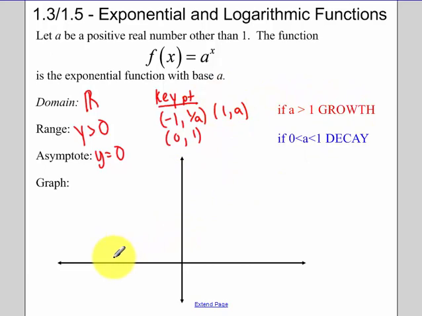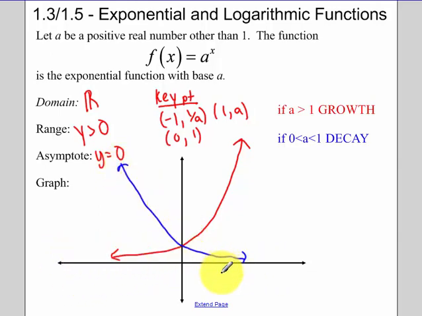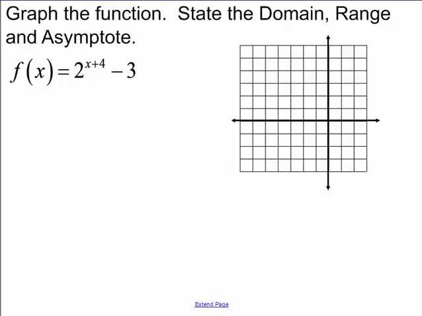Now, a growth function is as x gets really, really big, your y's also get really, really big. And a decay function is as your x's get really big, your y's get infinitely smaller, both approaching that x-axis, which is your asymptote. Okay, graph that function, state the domain, range, and asymptote. And I'm going to write myself a little note here: domain, range, and asymptote, so I remember to do that.